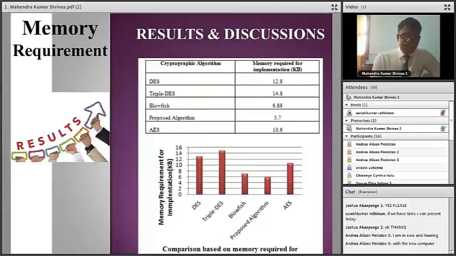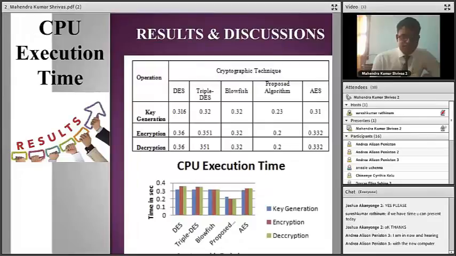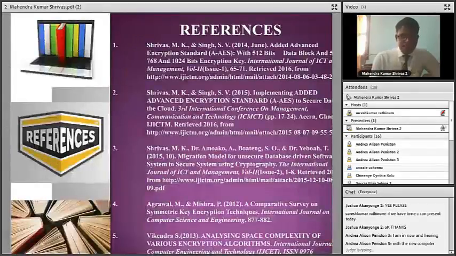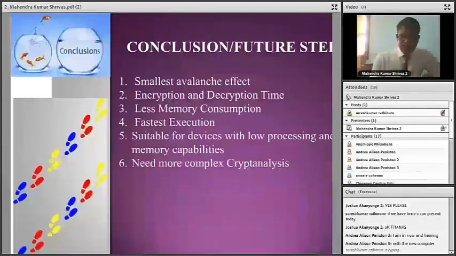Then we have the memory requirement, which is very important. The proposed algorithm's memory requirement is 5.7, which is very low. So it consumes less CPU execution time. Key generation, encryption, and decryption overall are very low compared to the others. In this work, we have used these references. For the last 2 years, we have been doing our research work on this.